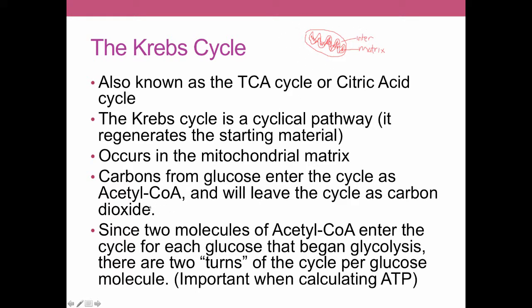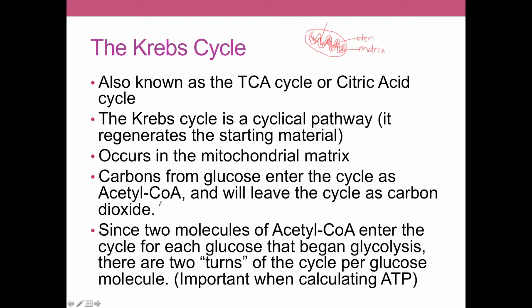So carbons from glucose enter the cycle as acetyl-CoA. So they're going to move from the cytoplasm into the mitochondria, and they're going to get converted into acetyl-CoA through that pyruvate dehydrogenase enzyme, and they're going to enter the cycle as acetyl-CoA, leave the cycle completely broken down into carbon dioxide.